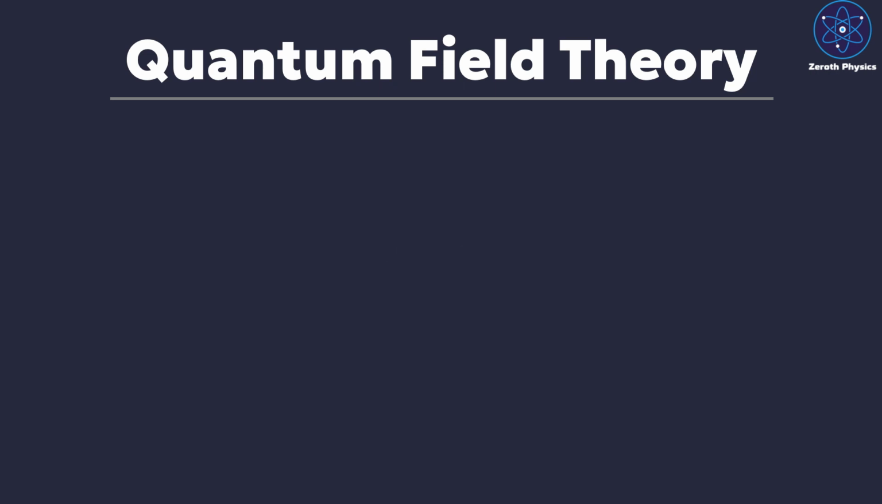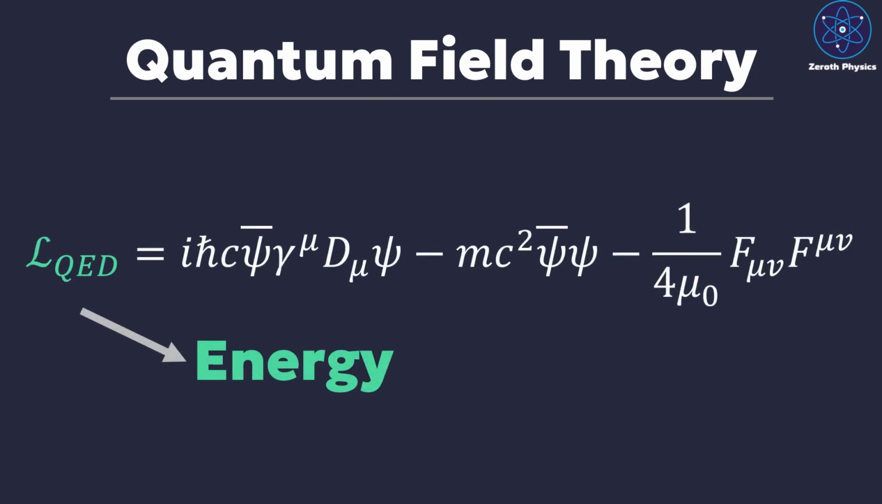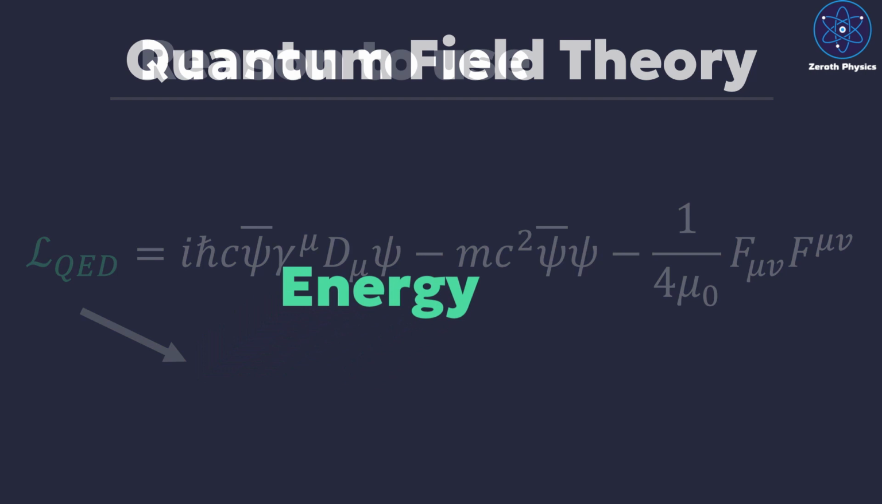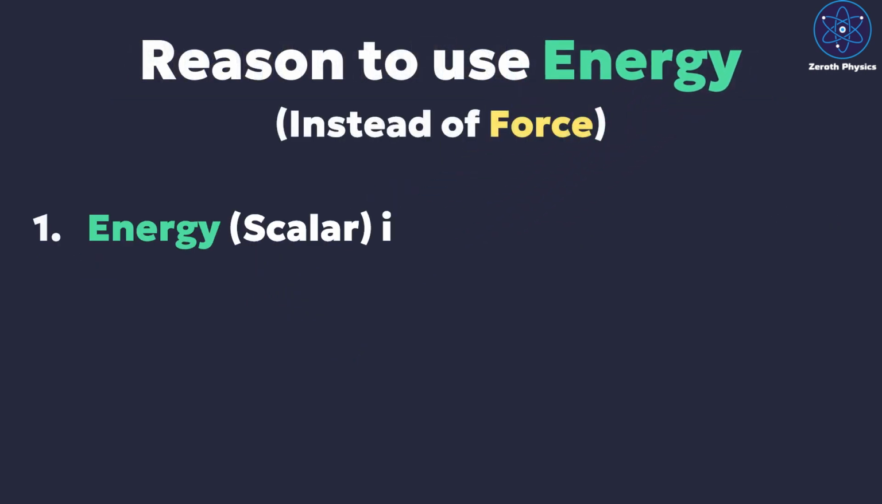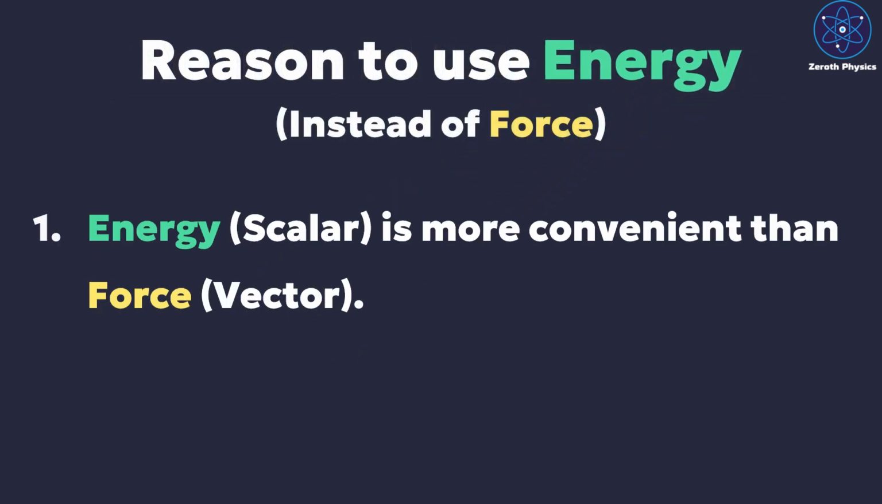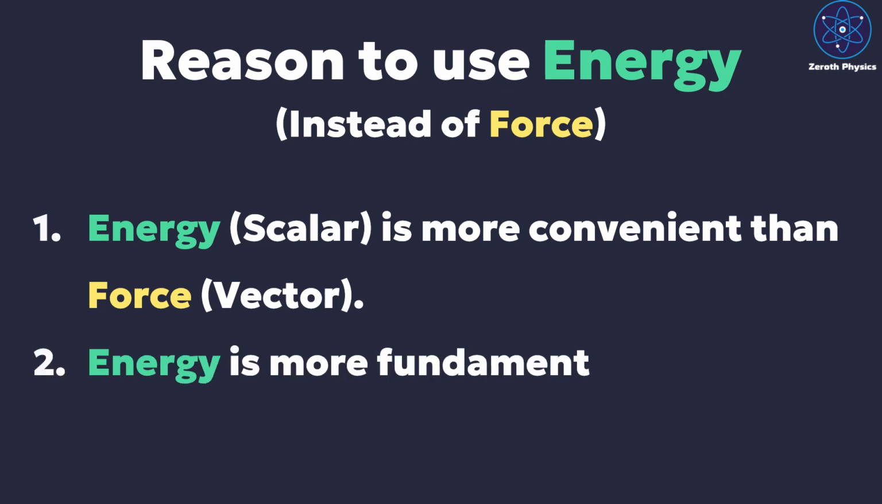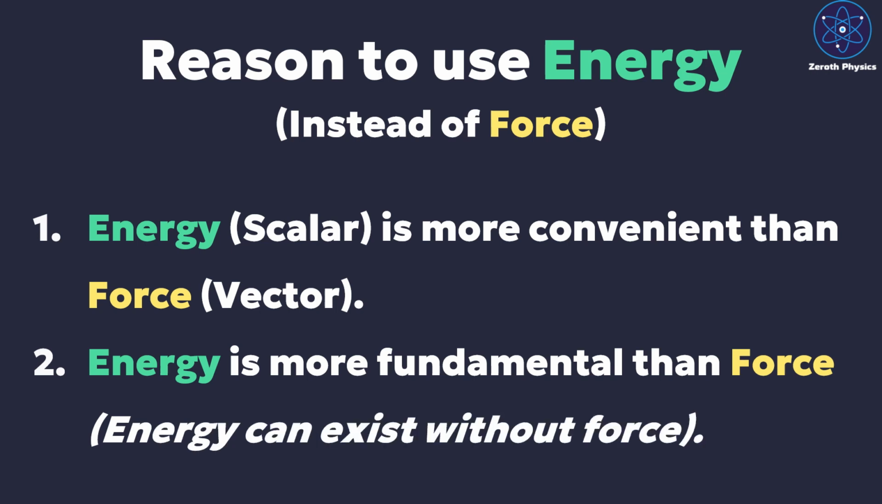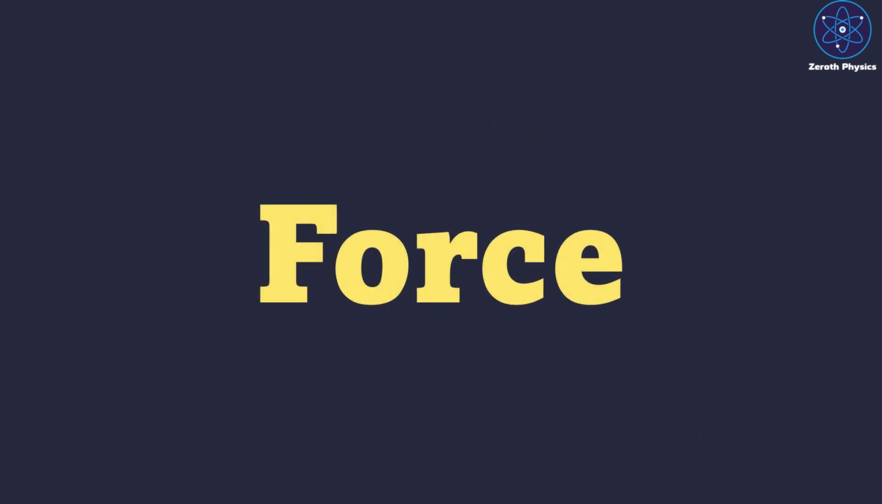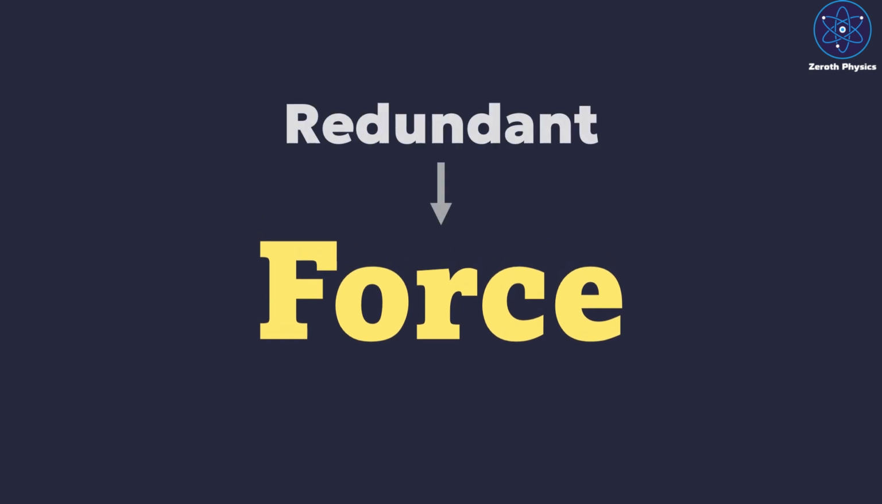In advanced physics, particularly in quantum field theory, physicists often prefer to use energy or the Lagrangian to describe motion. There are several reasons for this. Firstly, energy is a scalar quantity, which is more convenient than force, which is a vector quantity. Secondly, energy is considered more fundamental because it can exist independently of force. However, we will discuss these in our future video. For now, it is important to acknowledge that force can be seen as a redundant concept that is not as fundamental as other physical quantities.